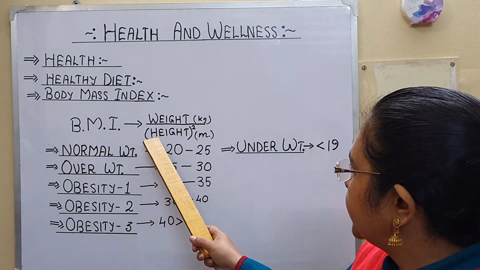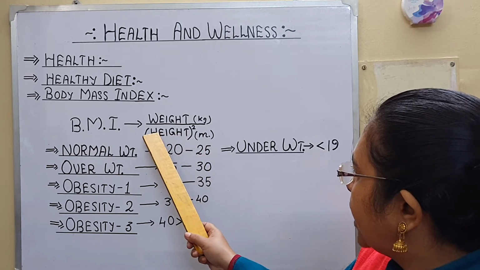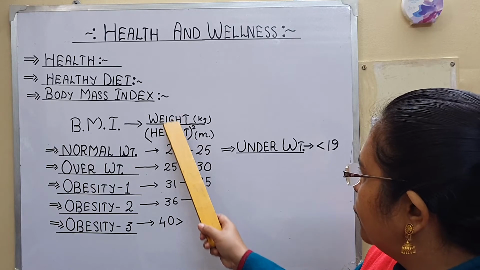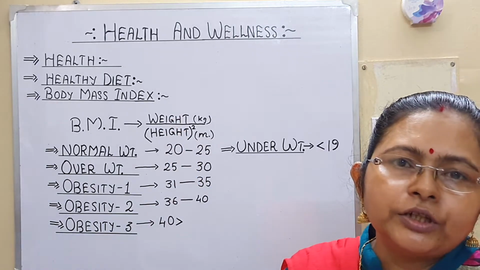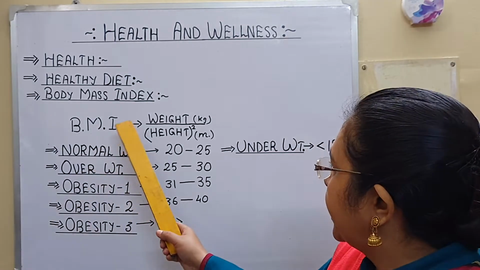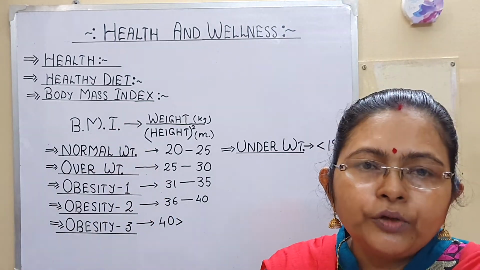For this calculation, take the height in meters, and the height will be squared, and then the division will be made. After making the division, what you get is the body mass index, and as you know that it is an index, for that reason there is no unit of it.